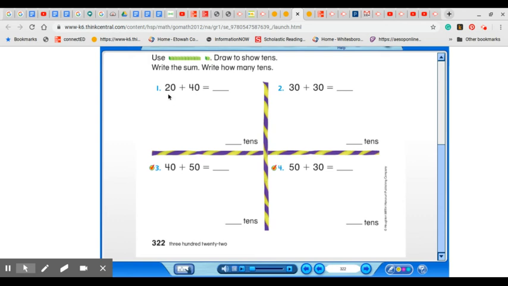Okay, you have 20. So again, we're going to draw our tens to represent 20 and think how many tens in 20? And I hope you said 2. 1, 2 for 10, 20. Now I am going to change color to help you just be able to see the difference between 20 plus 40. And I'm going to draw now my tens for 40. So let's think, how many tens in 40? I hope you said 4.